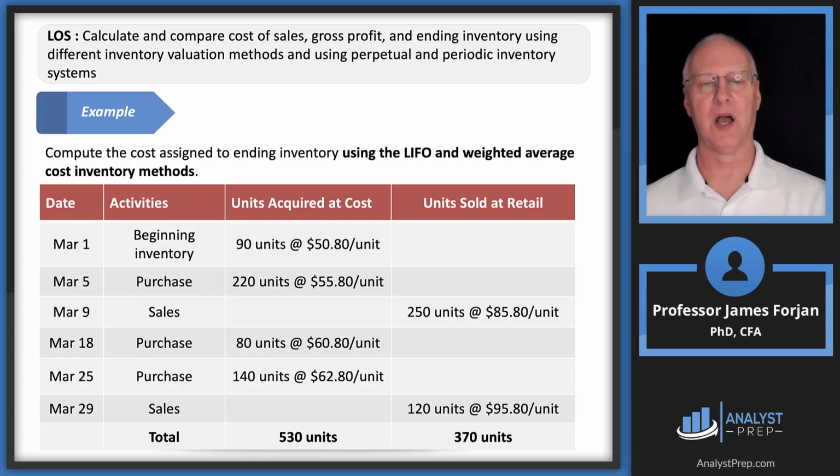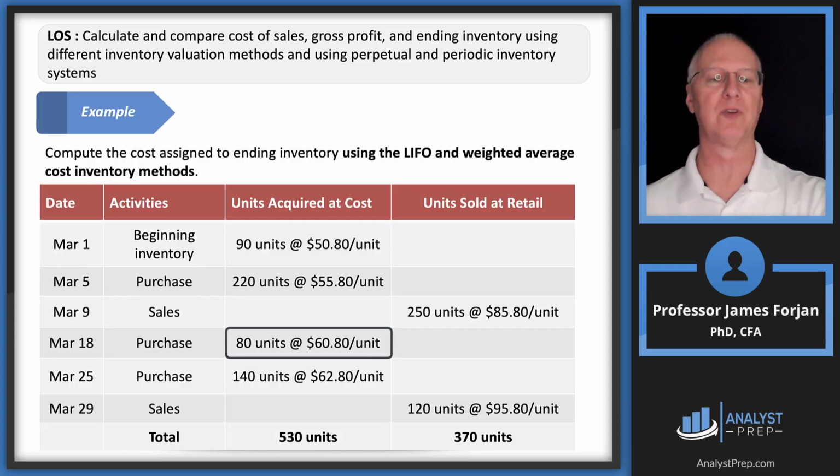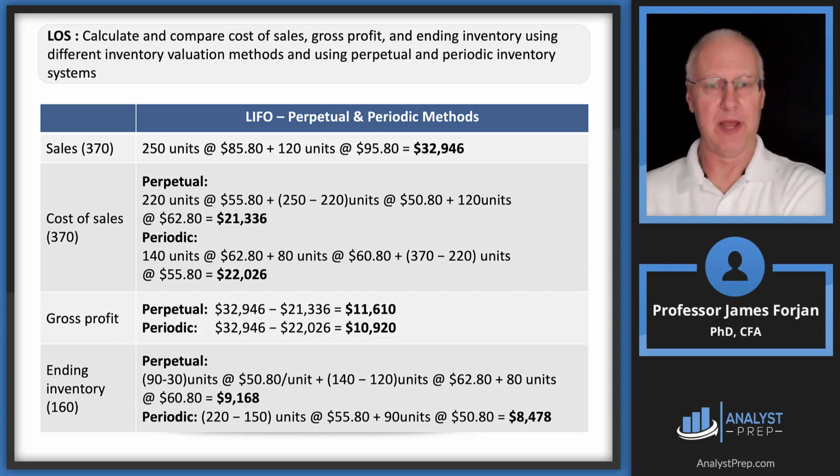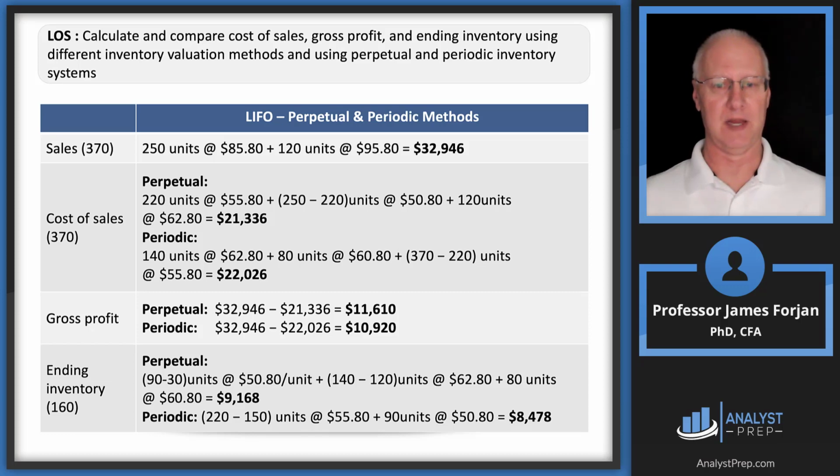Let me go back one more time, plus that entire amount of the purchase on March 18th of 80 units. So there we have it. If you sum those, you get $9,168 for ending inventory under the perpetual method. Now remember, under the periodic method, we're going to skip to the end and then look backwards.